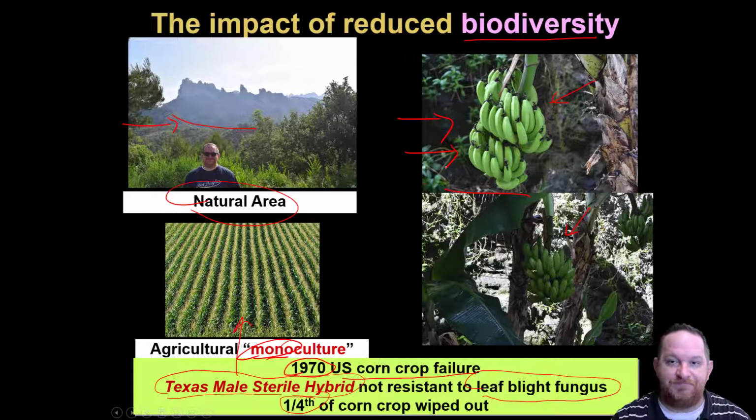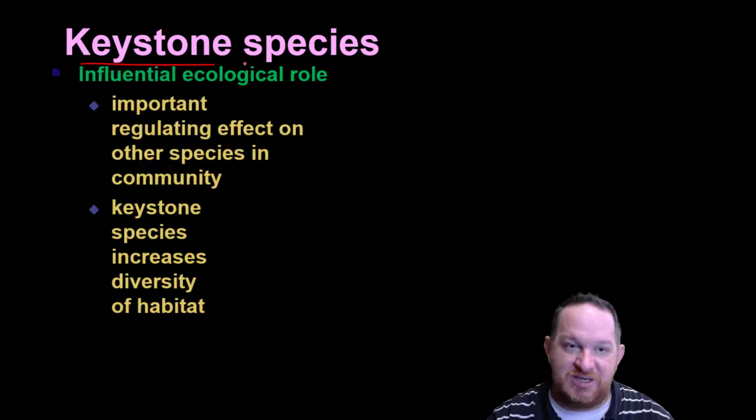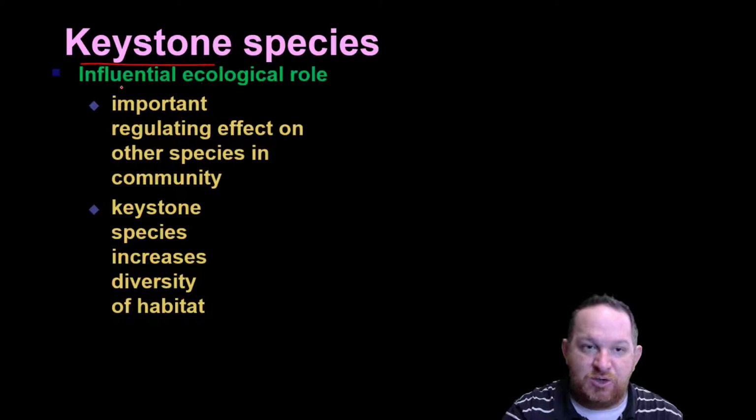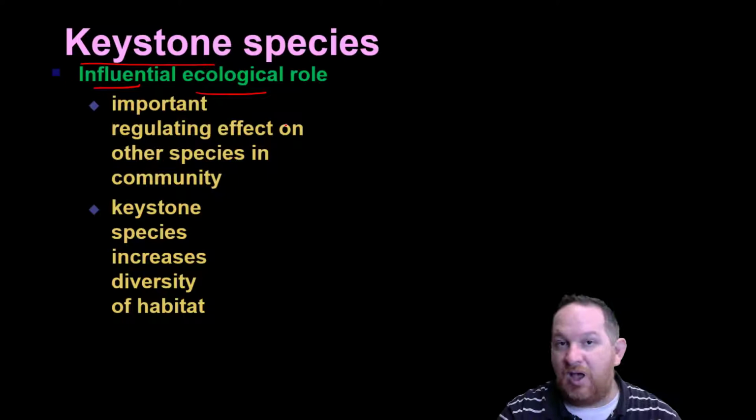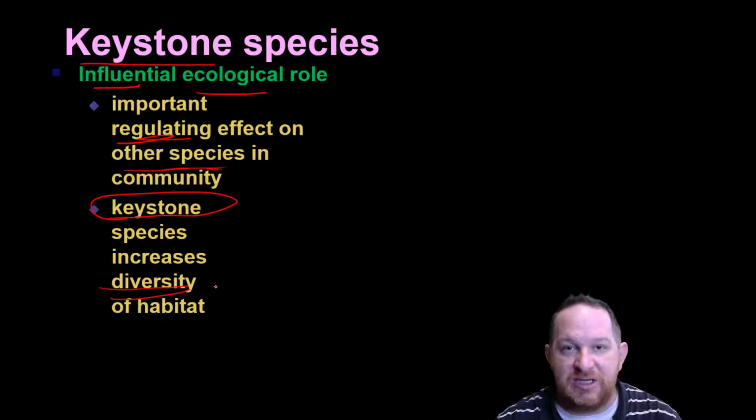All right, so the last thing I talked about early on was that we can rate and characterize a community by these things called keystone species. What is a keystone species? Well, it's basically a species in a community that has an influential ecological role, right? It's not necessarily always the apex predator, could be, but it's one that has a really important role because it regulates other species in the community. And we find that these keystone species increase the diversity in the habitat.